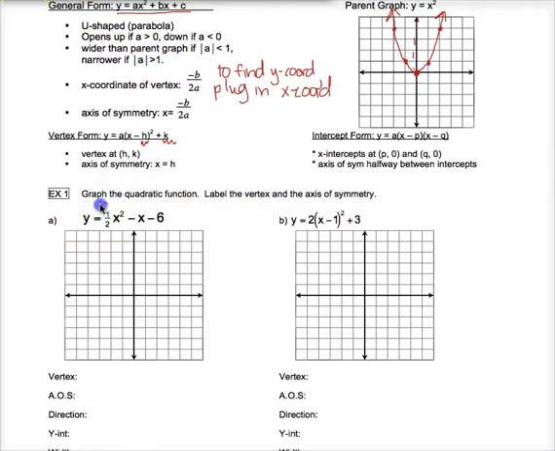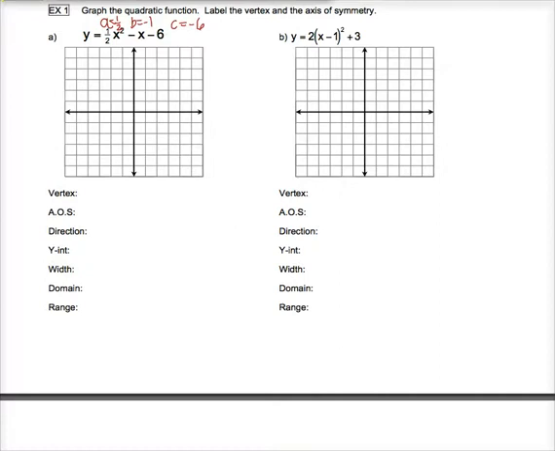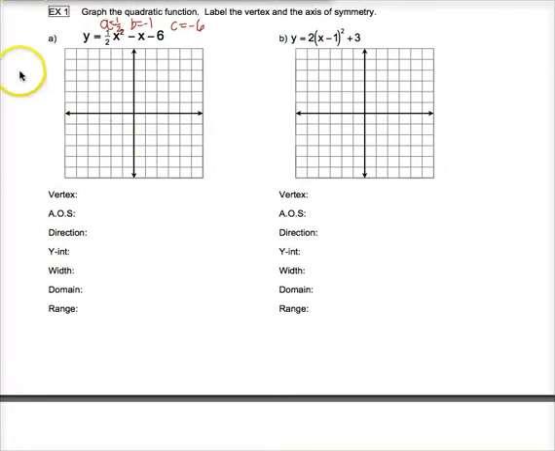So the first one we're looking at is in the general form, y equals ax squared plus bx plus c. So I'm just going to go ahead and label. My a is 1/2. My b here is -1. And my c is -6. So that's going to help me because I need to find my x-coordinate of the vertex. So I'm going to do opposite of b over 2a. So the opposite of -1 over 2 times 1/2. So the opposite of -1 is +1. 2 times 1/2 is 1. So the x-coordinate of my vertex here is 1.